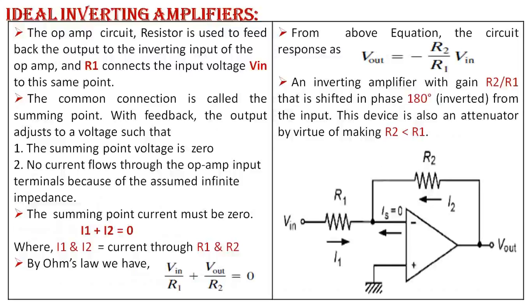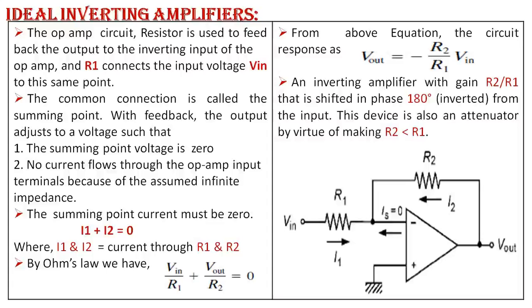First one is the ideal inverting amplifier. In the op-amp circuit, resistor R2 is used to feed back the output to the inverting input of the op-amp, and R1 connects the input voltage Vin to the same input. The common connection is called the summing point. With feedback, the output adjusts to a voltage such that the summing point voltage is 0. No current flows through the op-amp input terminals because of the assumed infinite impedance. The summing point current must be 0.